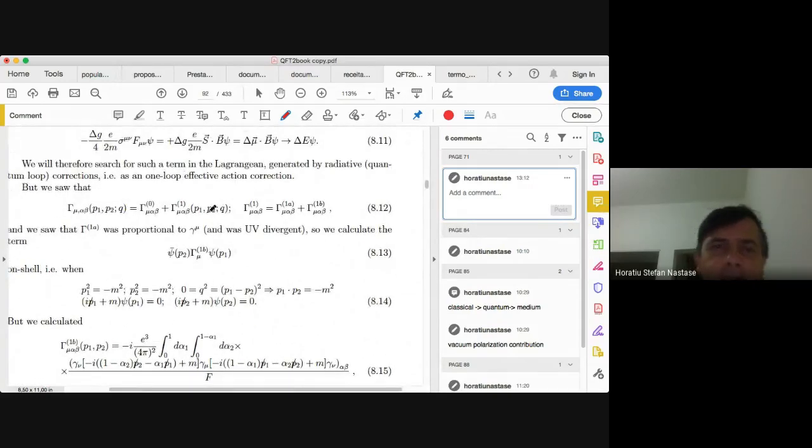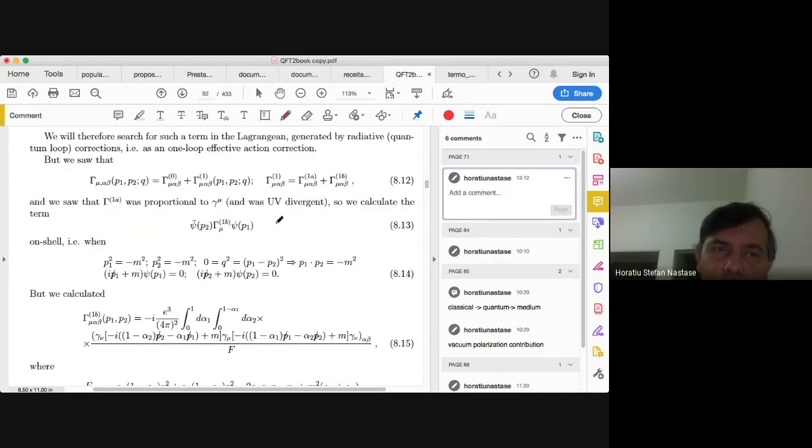So as I was saying, this one loop correction was a gamma 1A, which, as we saw, was proportional to gamma mu and was UV divergent. And then another part, gamma 1B, that was UV convergent and contained several terms. So it was something like this.